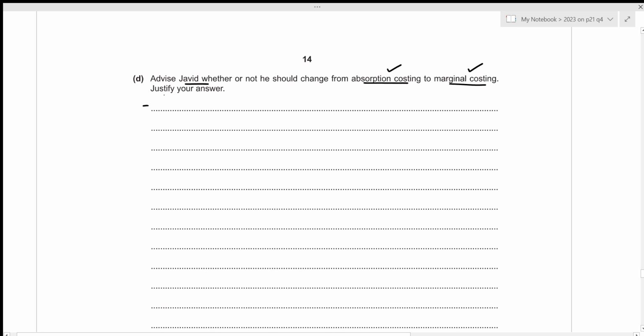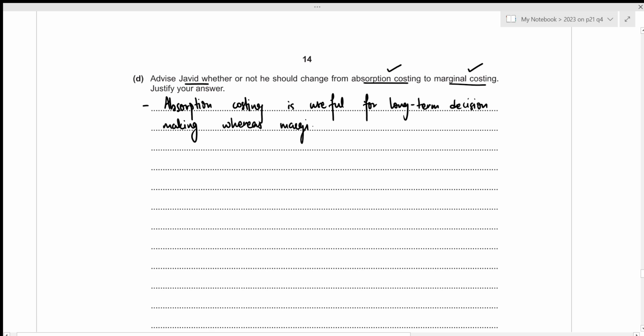Let's write it down. So absorption costing is useful for long-term decision making, whereas marginal costing is useful for short-term decision making.